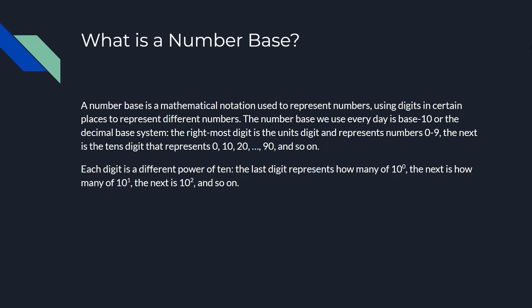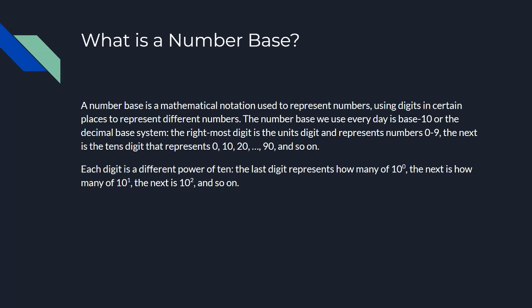So a number base is essentially a mathematical notation that's used to represent numbers, using digits in certain places to represent different numbers. So the number base we use every day is base 10, or the decimal base system. The rightmost digit is the units digit and represents the numbers from 0 to 9. The next is the tens digit that represents 0, 10, and all the way to 90 and so on. And you'll notice that each digit is a different power of 10.